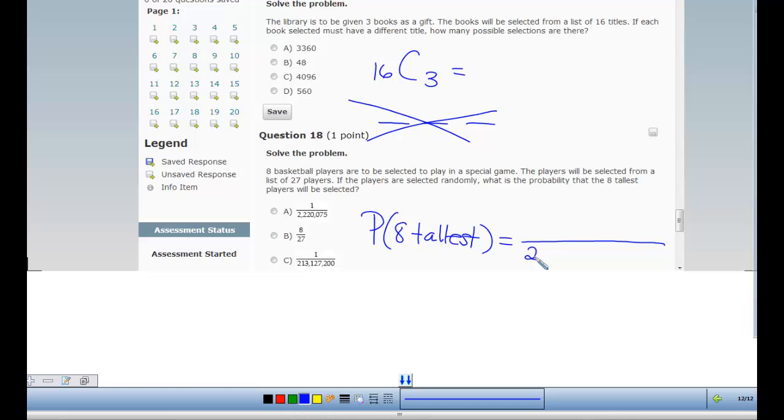Okay, and how'd you get that? Same thing we did on the last problem. 27, choose 8. The order doesn't matter. Okay, I've got 27 objects, or people in this case, available. I'm choosing 8 of them at a time.